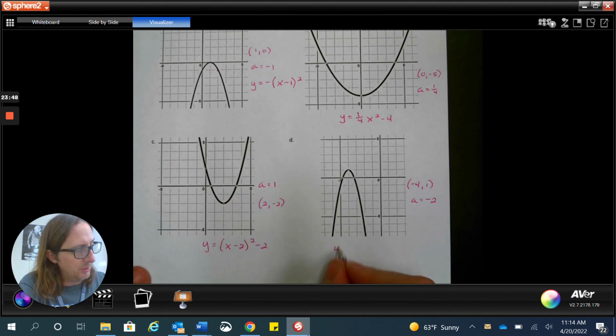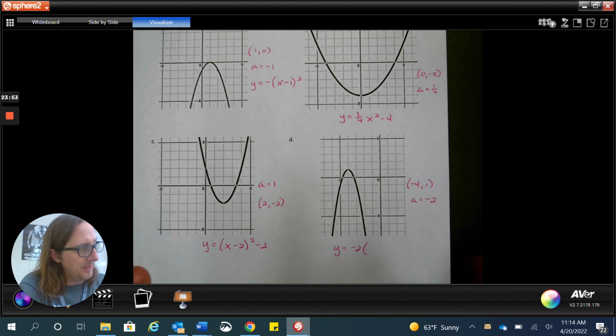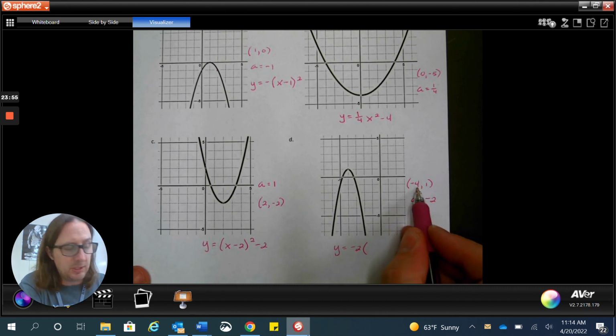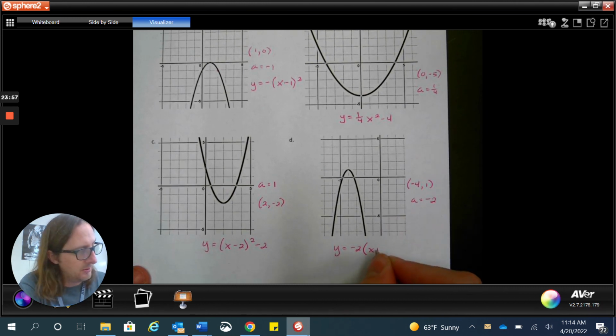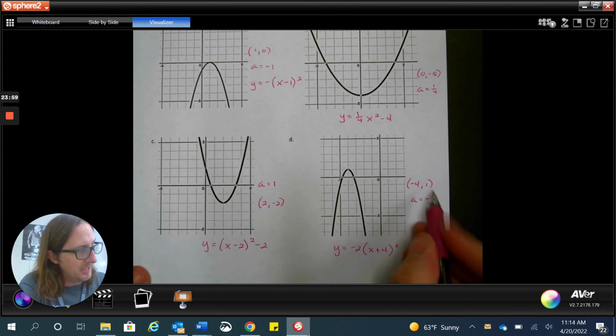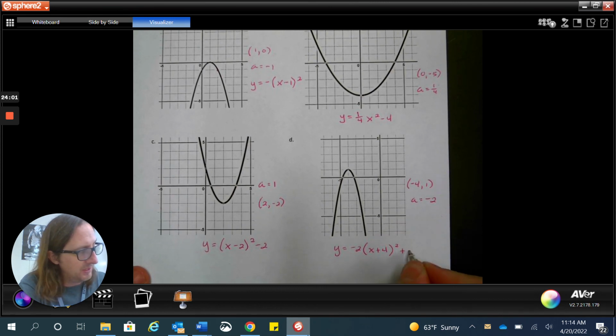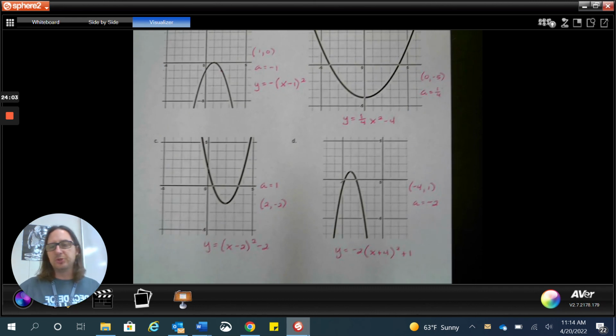So our equation would be y equals -2 on the outside. And then we do the opposite of this one. So x plus 4 squared and then plus 1 because it shifted up 1. And there's your notes. We're all done.